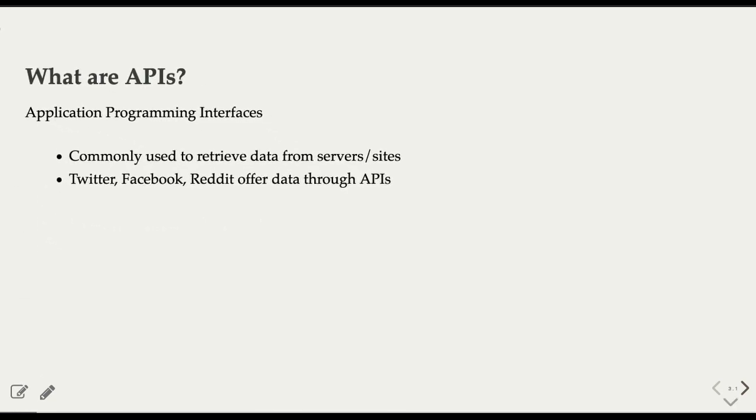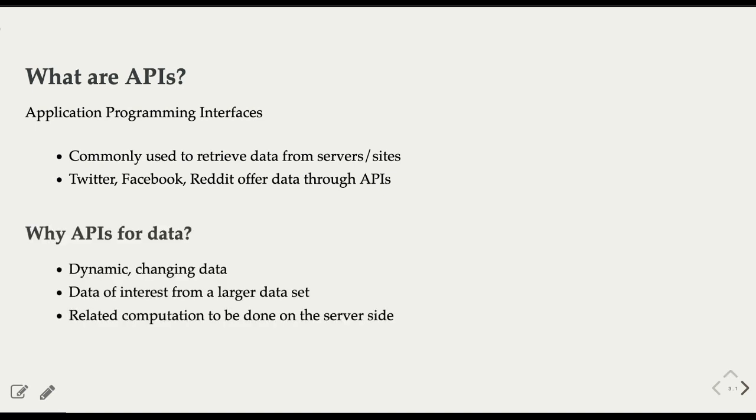What are APIs? APIs are application programming interfaces. They are commonly used to retrieve data from servers and sites. For example, you can create a program to interact with APIs offered by Twitter or Facebook and collect data from there using special queries supported by these APIs.